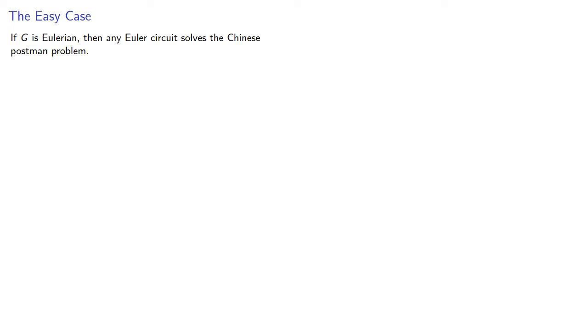Now, if G is Eulerian, then any Euler circuit solves the Chinese Postman problem. But what if G is not Eulerian?